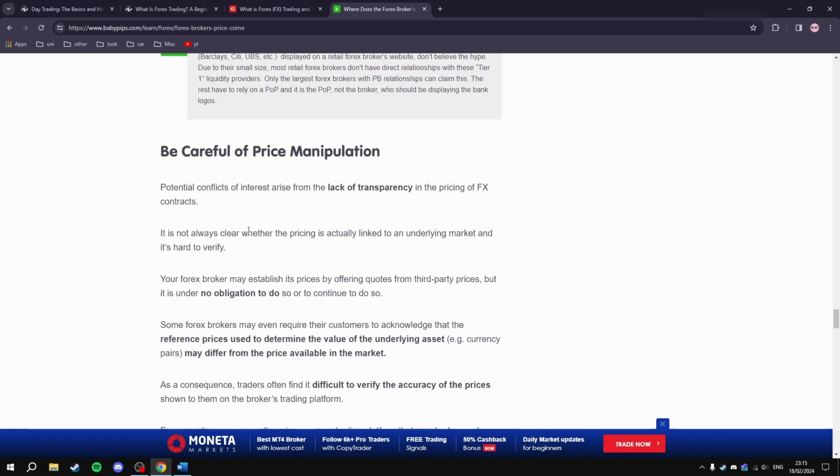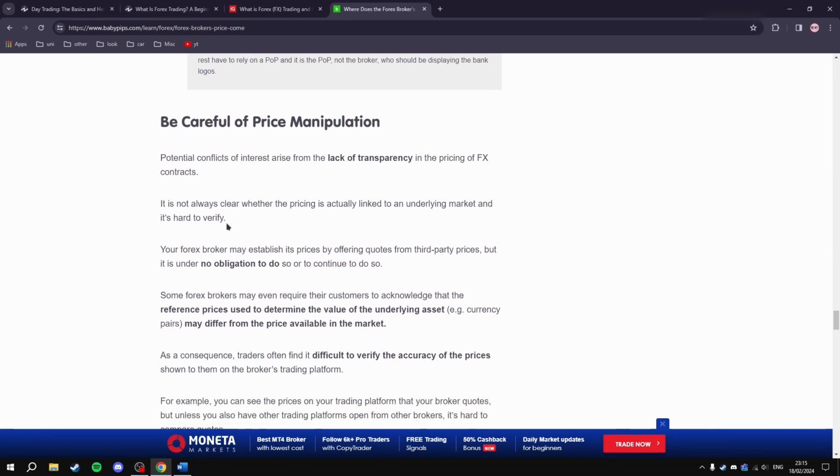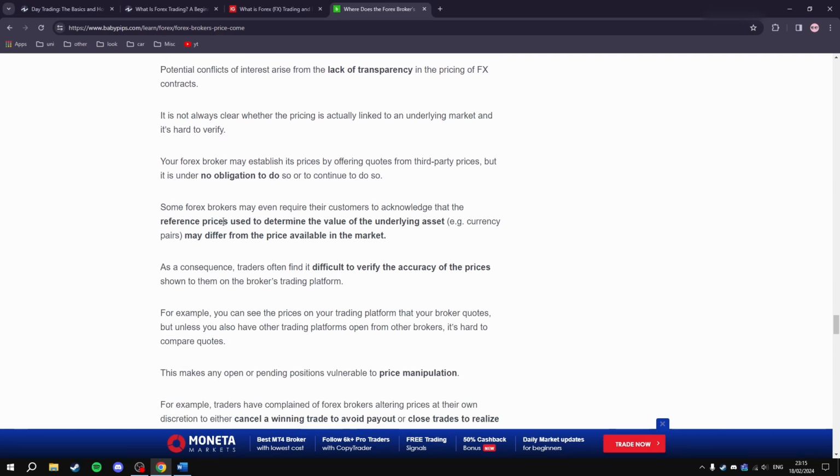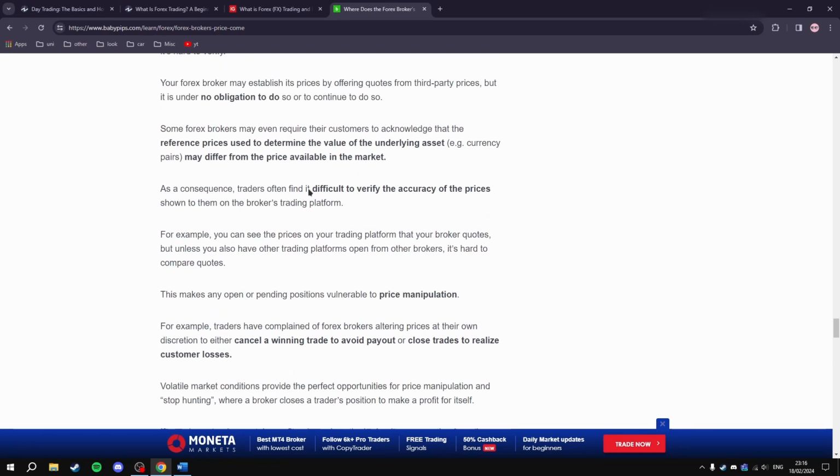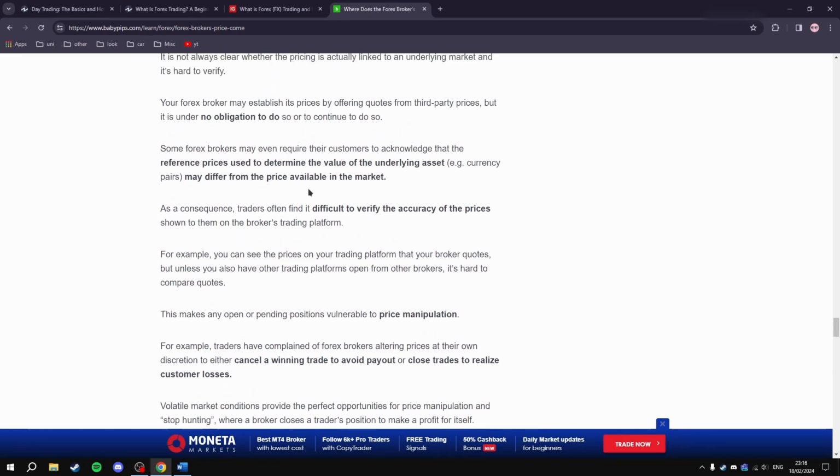Be careful of price manipulation. Potential conflicts of interest arise from lack of transparency in the pricing of FX contracts. It is not always clear whether the pricing is actually linked to an underlying market, and it's hard to verify. Your forex broker may establish its prices by offering quotes from a third-party price, but it is under no obligation to do so or to continue to do so. Some forex brokers may even require their customers to acknowledge that the reference prices used to determine the value of the underlying asset, e.g. currency pairs, may differ from the prices available in the market.